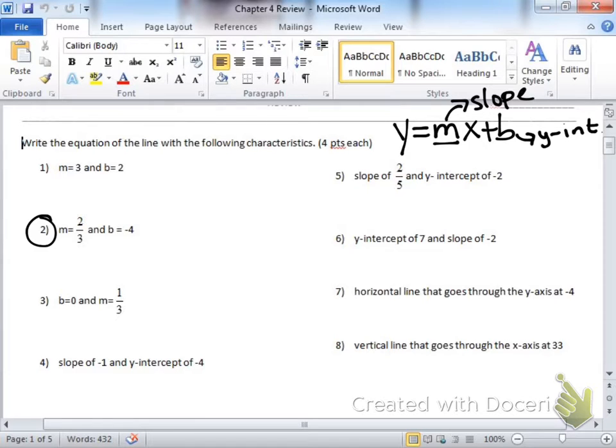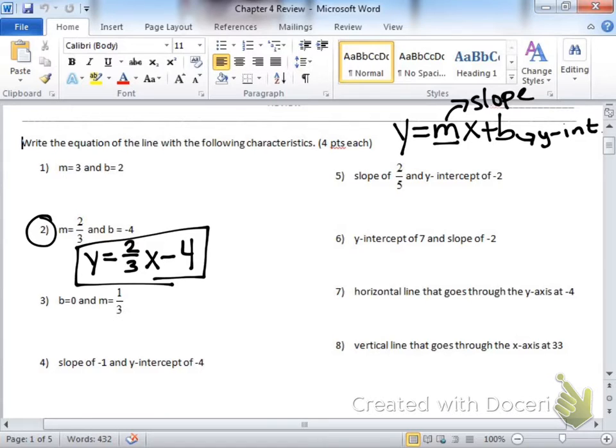Okay, so in number 2, we're looking at y equals, now I take the m part out and I put the m value in, 2/3, then my x, then plus b. Well, b is a negative number, so we can just do minus the b value here, so -4.